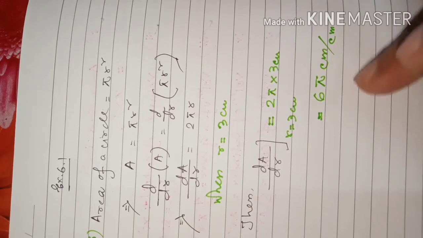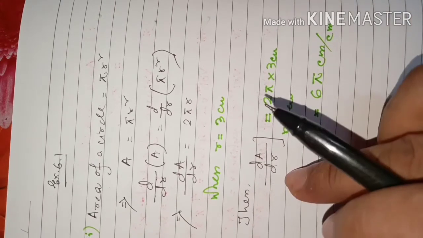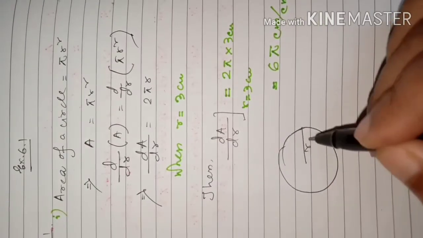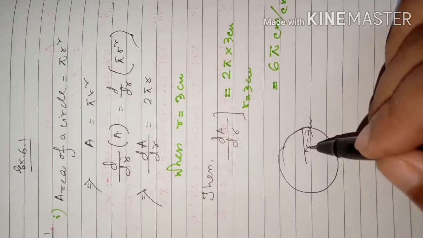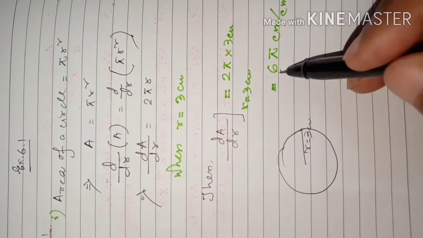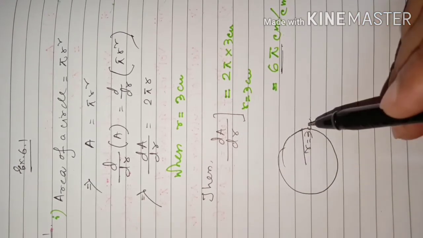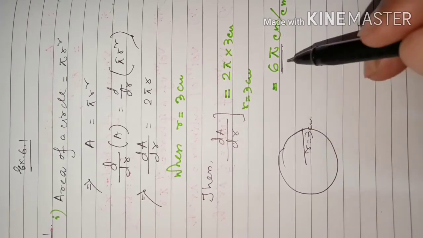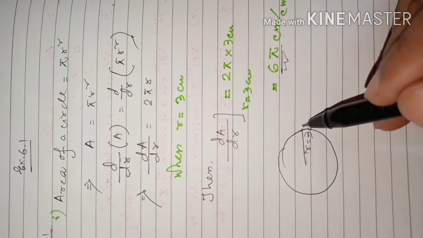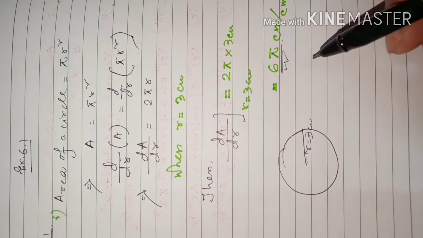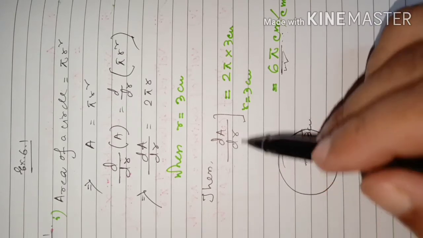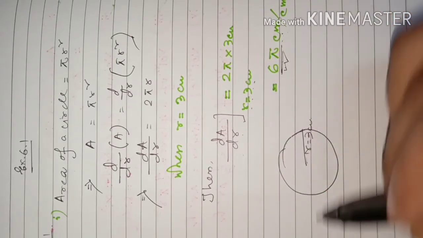Per centimeter, because it is the rate with respect to the radius length. As this is the circle's radius r is 3 centimeter, when it is 3 centimeter, its rate of change of area is 6 pi centimeter for every centimeter. When it increases by 1 centimeter, the area will increase by 6 pi. When it increases by 2 centimeter, it will become 12 pi. So for every centimeter it will increase by 6 pi. That is the meaning of dA by dr at r equal to 3 centimeter. So this is our answer.